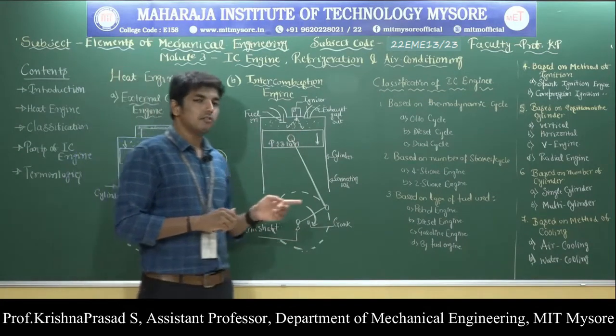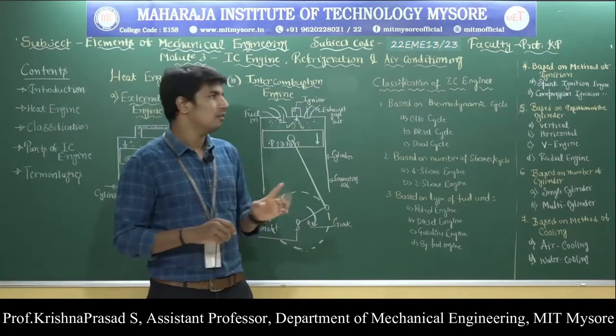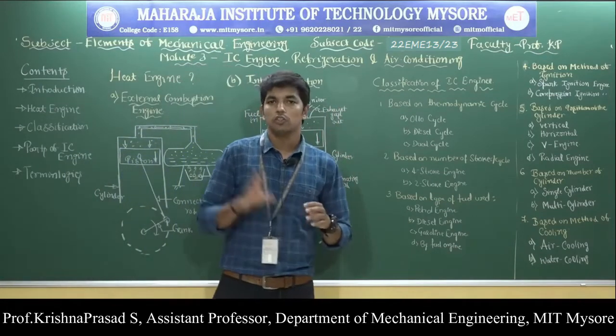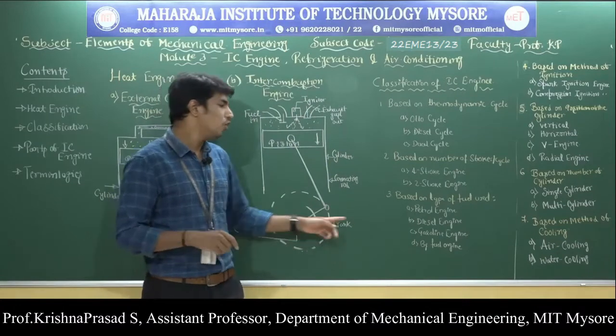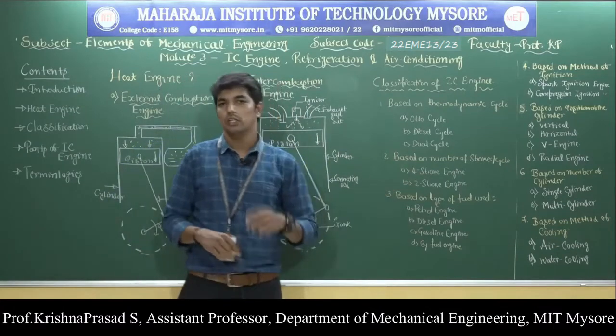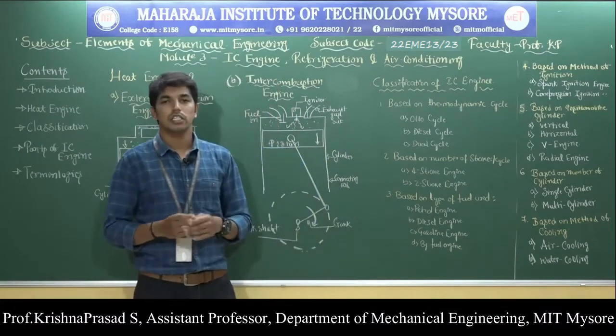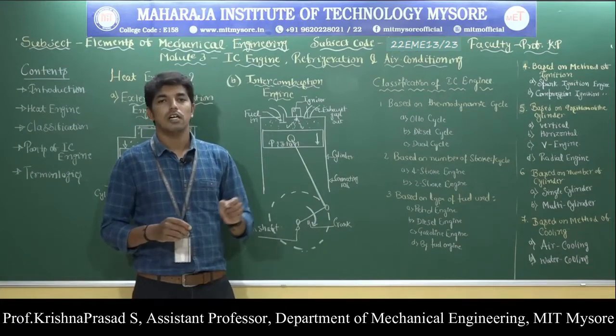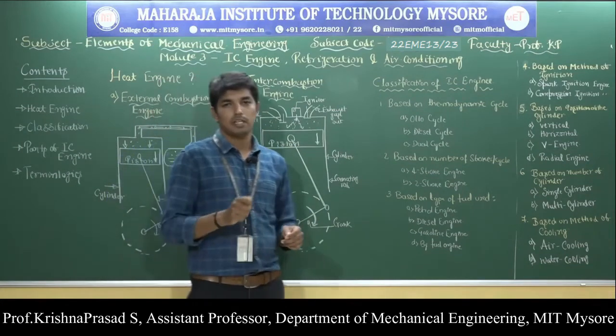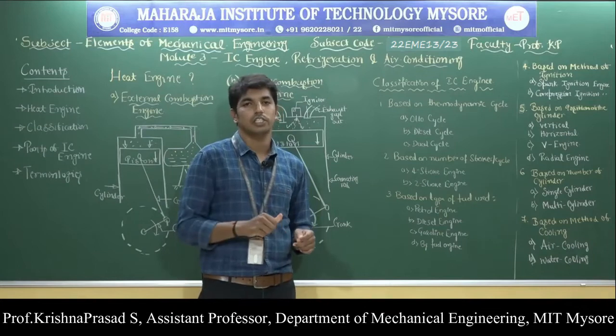So ignition of the fuel can occur in two ways. One is called the spark ignition engine. The spark ignition engine we generally observe in the case of the petrol engine. In the spark ignition engine, ignition of the fuel occurs with the help of the spark plug. Then it is called the spark ignition engine.